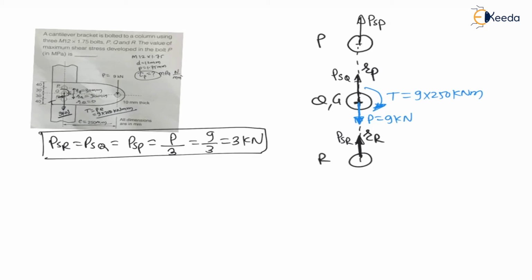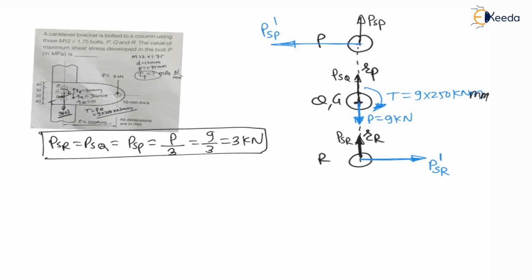Now as there is a torque which is acting in clockwise direction of 9 into 250 kilonewton mm, right? Therefore to balance this clockwise torque we need to apply an anti-clockwise torque. Therefore for secondary shear on R there will be an anti-clockwise torque about G, which is nothing but the secondary shear load PSR dash, as well as on P there will be a secondary shear load which will cause anti-clockwise torque, which is nothing but PSP dash, right?